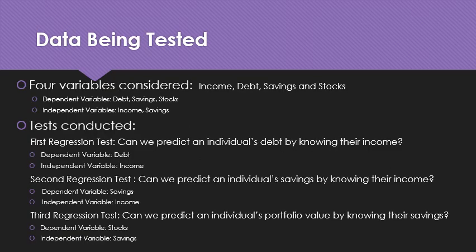The data being tested today includes 3 dependent variables and 2 independent variables, along with 3 regression tests based on the 3 questions that you see posed here. So like I said, we have the 4 variables considered: income, debt, savings, and stock.